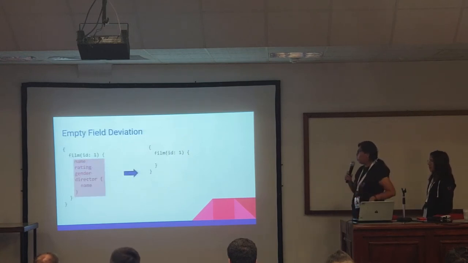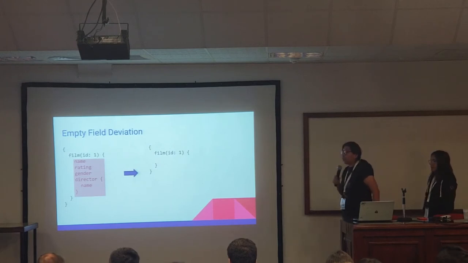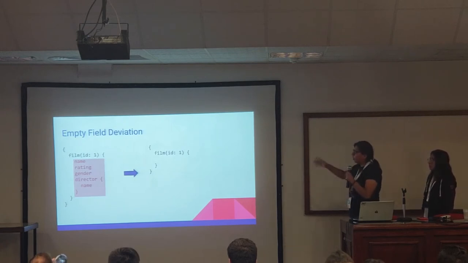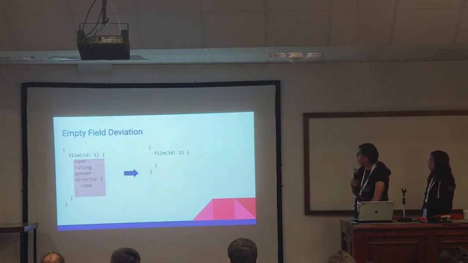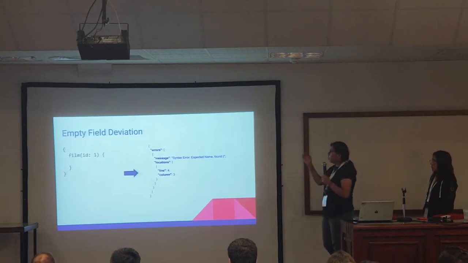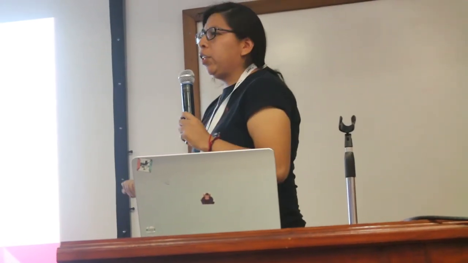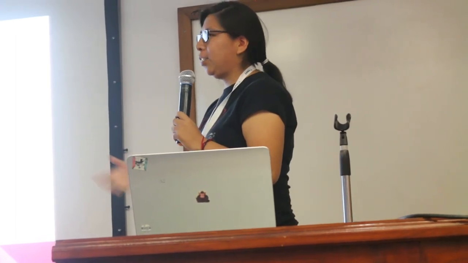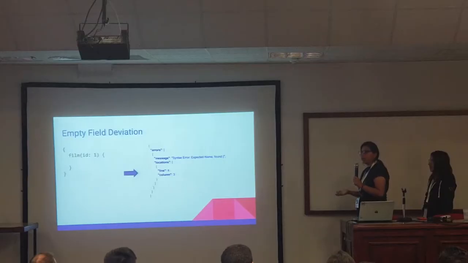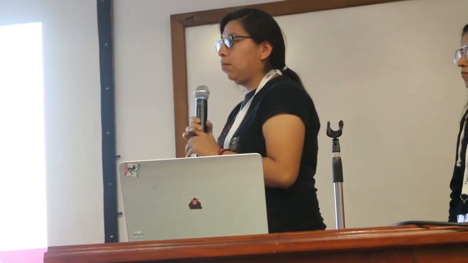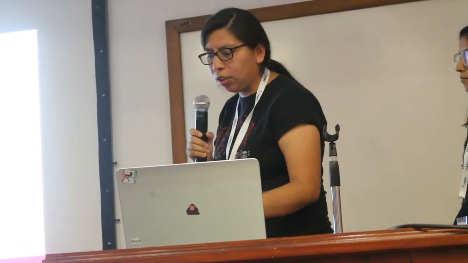Another deviation rule that we created was the empty field deviation, and this is based on the GraphQL specification. GraphQL says that at least one field should be selected when you are doing a query. So if we delete all the fields, like we are doing on the left, what should happen? GraphQL expects you to return an array of errors that contains at least one error. If your server doesn't return an array of errors, and it just returns 500, crashes, or returns the full stack trace, then your test will fail. If it returns what we are expecting, with at least one error indicating the problem, then the test passes, and your API is following the GraphQL specification.